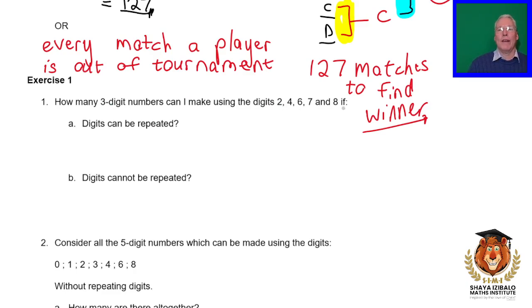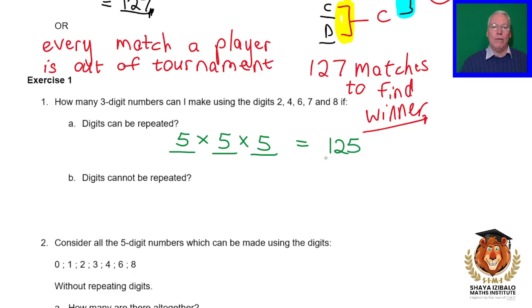2, 4, 6, 7, and 8, if digits can be repeated. And remember this idea that we multiply the number of choices, for our first digit, second digit, third digit. How many choices have I got for my first digit? 1, 2, 3, 4, 5. Now it says I'm allowed to repeat digits. So if, for example, I used a 2, I can use a 2 again. So I've got a choice of 5 again, and a choice of 5 again. There will be a total of 5 cubed, 125 different 3-digit numbers.